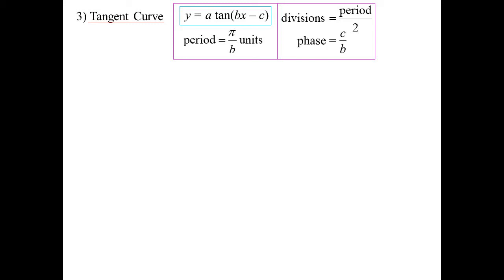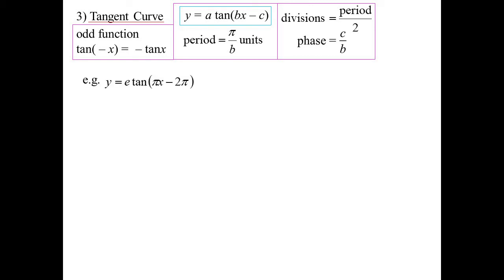Phase is still the same though, so the horizontal shift is still the same. It'll be c on b. Again, we've got to use our imaginations here. Think about tan x, odd or even. It's got rotational symmetry. So it's an odd function. We know tan of -x is equal to minus tan x. Let's draw one. Let's throw in some irrational numbers there. y equals e tan, pi x minus 2 pi.